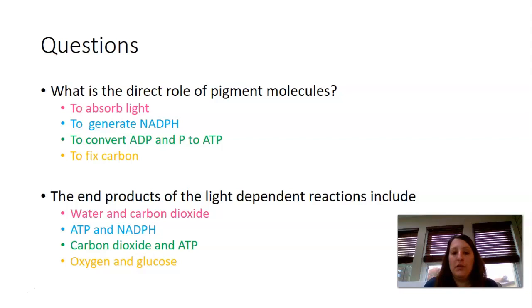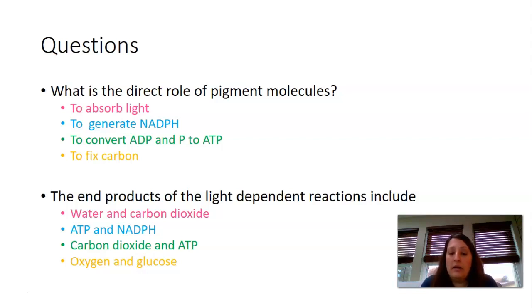Okay, and so hopefully you answered ATP and NADPH, right? So these light-dependent reactions are going to take light energy, right, wave energy from the sun, and they're going to convert that energy into short-term energy storage molecules, ATP and NADPH, through a series of steps. These get produced. Okay, so there's that conversion, wave energy to ATP and NADPH, which is chemical stored potential energy.